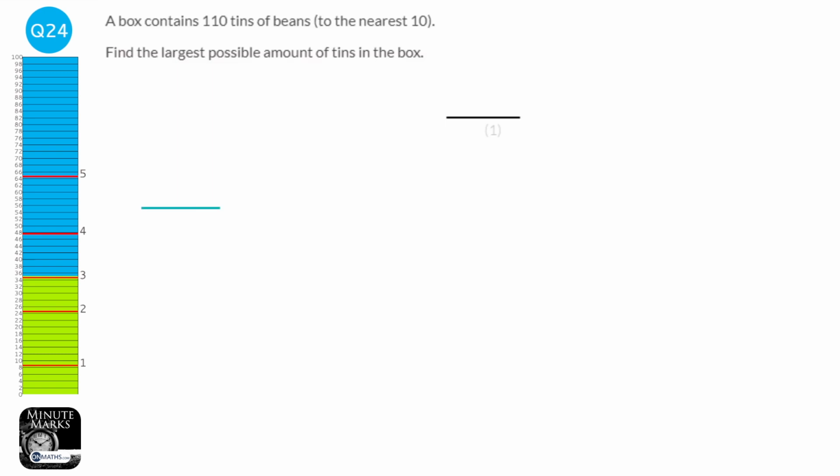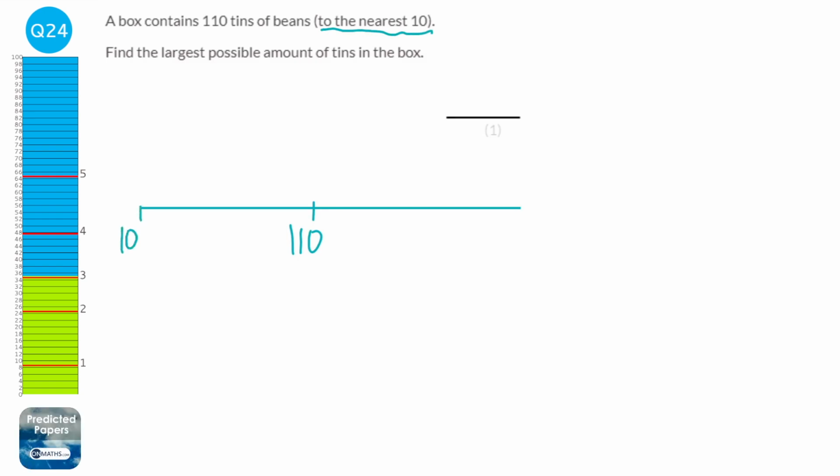If I start by drawing a number line, and we're going to put the 110 in the middle. Now I'm going to label the next one down and the next one up. It says to the nearest 10, so the next one down would be 100, and the next one up would be 120. Now we're interested in the cutoff, and the cutoff point is between the 2 numbers. Okay, so that's the cutoff point. If it goes above that cutoff point, it would have rounded to the next number up. So if the number was here, it would round to 120.